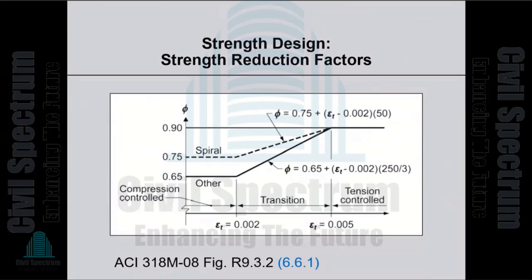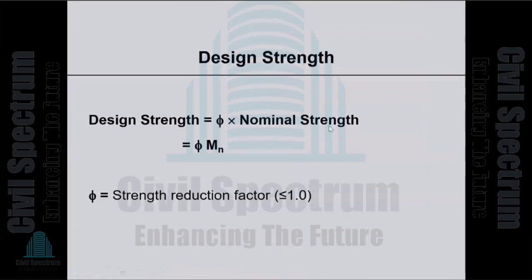Okay, we looked at the phi factors also yesterday. If it is a tension controlled section, the phi factor is 0.9. If it's a compression controlled section, spirally reinforced 0.75, tied reinforcement 0.65, and between 0.002 and 0.005, between those epsilon sub t values, we interpolate phi between either 0.65 or 0.75 and 0.9. We went over all of this yesterday.